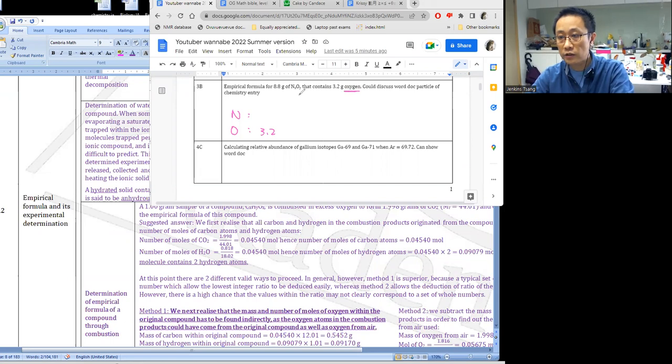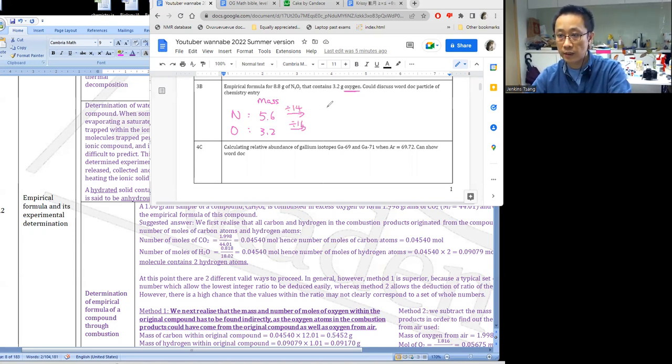I noticed that some students get confused as to whether they should be using the atomic mass or molecular mass. I'll finish the question first and then I'll discuss the meaning of some of the element names. 5.6, by the way, is 8.8 minus 3.2. Then you convert each mass into the respective number of moles by not times, but rather dividing by the atomic masses.